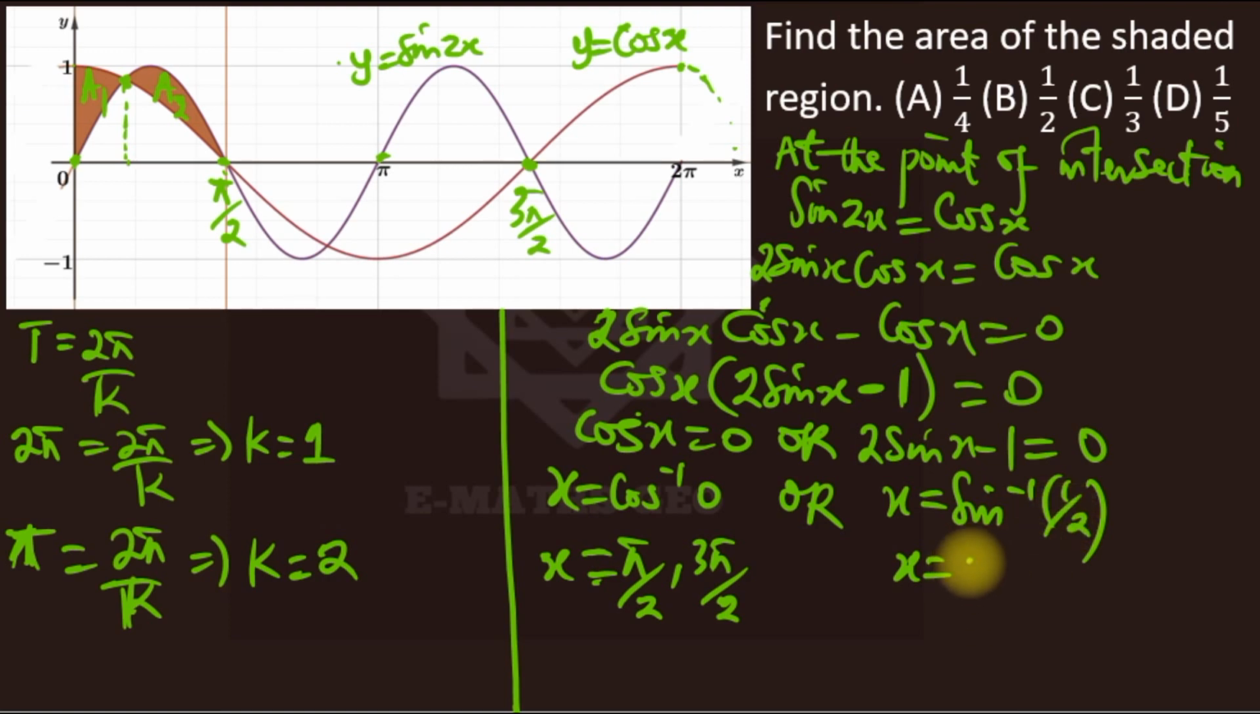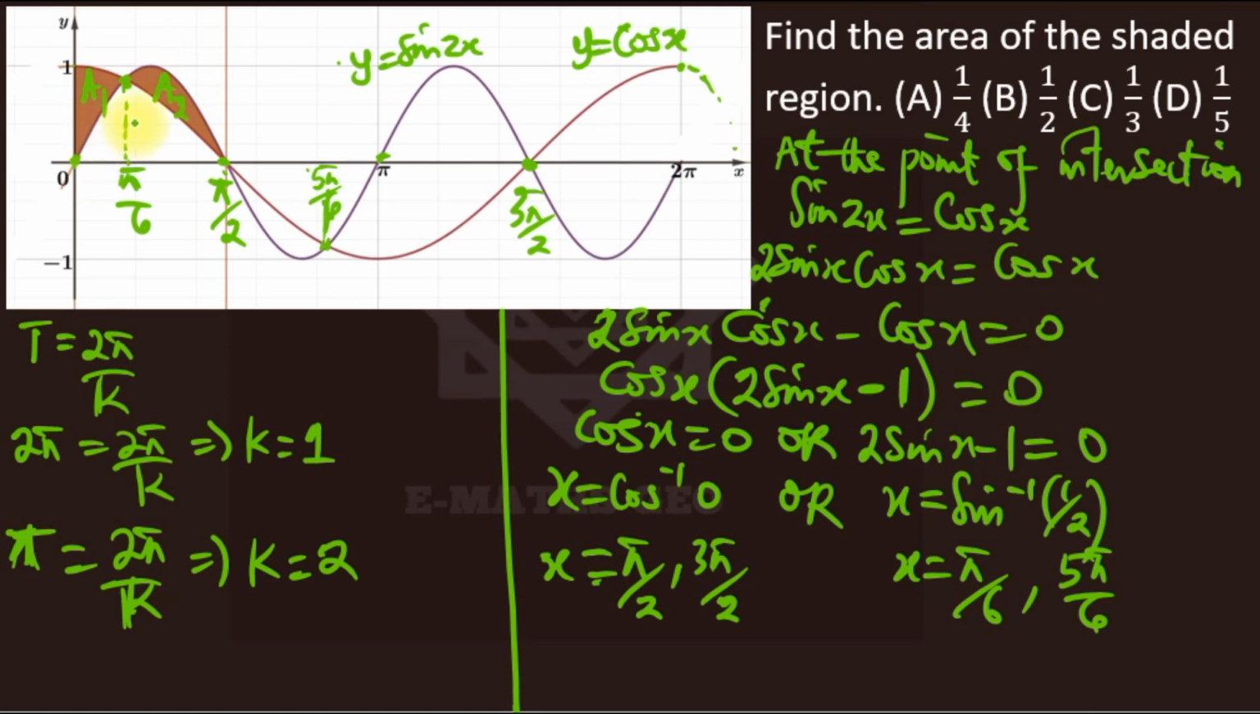So here x is 30 degrees, which is pi over 6, or 150. 150 is 5 pi over 6. So that's why here is pi over 6, and here is 5 pi over 6. But we don't need it. What we need is just pi over 6 and pi over 2. So therefore, the area we are looking for is the sum of this and this. So we need to get this and get this.